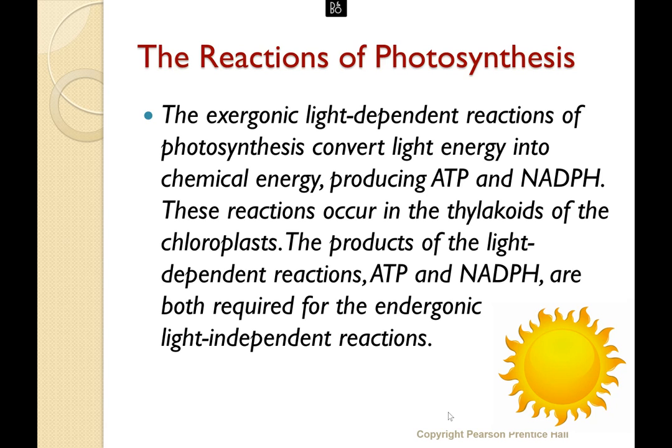NADPH, similar to NADH, right? So that's an electron carrier. All of these reactions occur in the thylakoids of the chloroplasts. We'll take a look at what that looks like in a moment. The products of those reactions are then required for the endergonic, meaning using energy, light independent reactions.